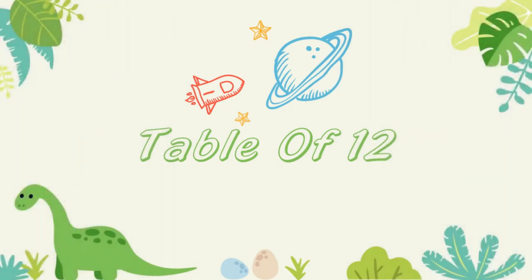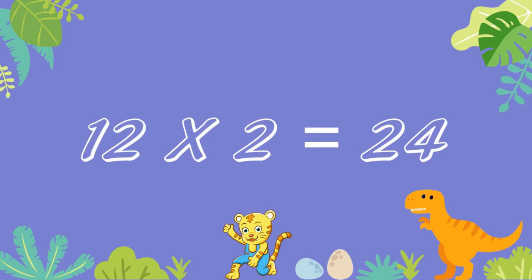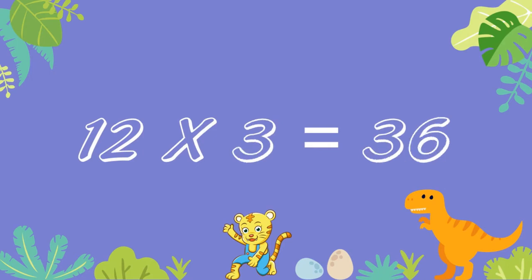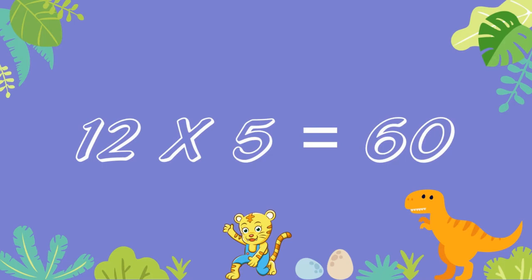Table of 12. 12 ones are 12. 12 twos are 24. 12 threes are 36. 12 fours are 48. 12 fives are 60.